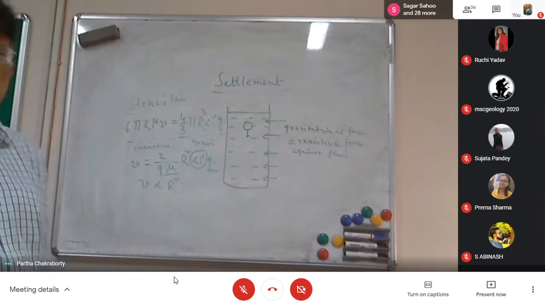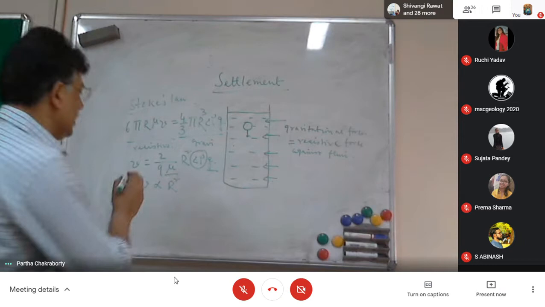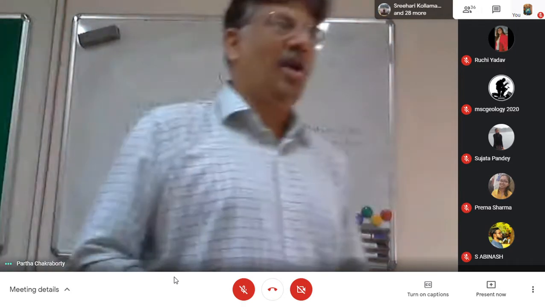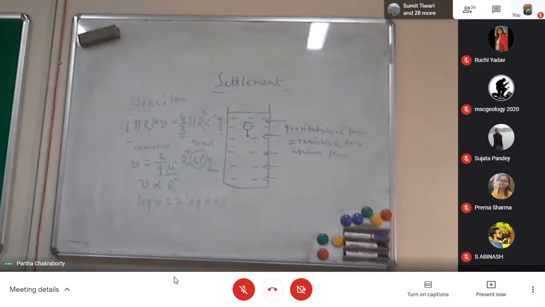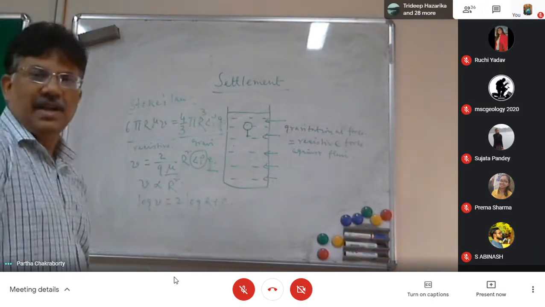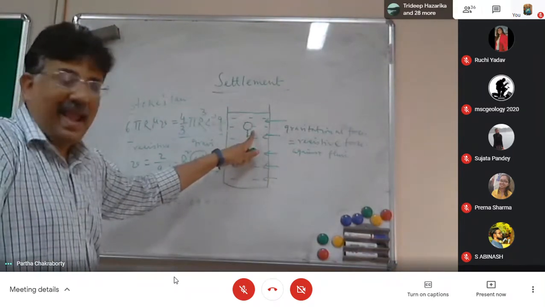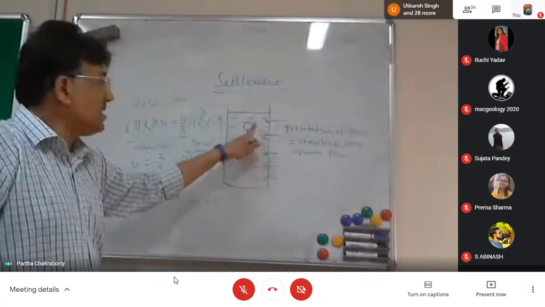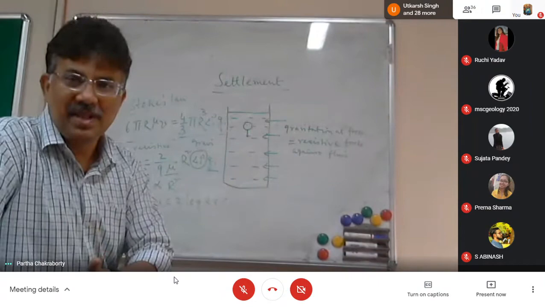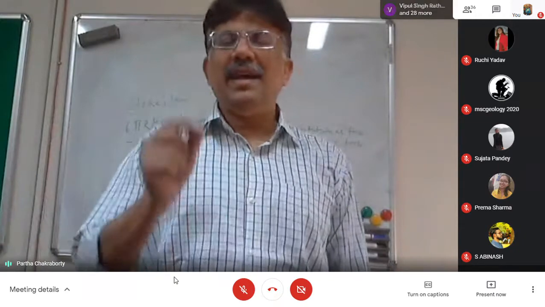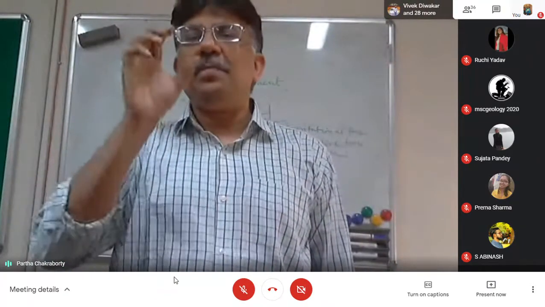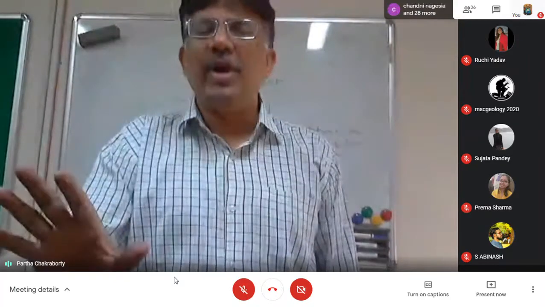So log V equals 2 log R plus C. Now this relation will be valid as long as the grain size is low and the flow of the fluid surrounding the grain is laminar. I repeat, this equation is valid till the grain size is low and the fluid around it behaves in a laminar way.